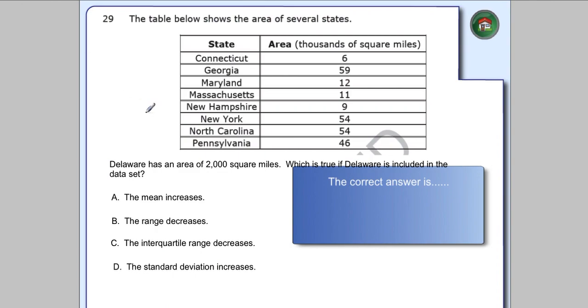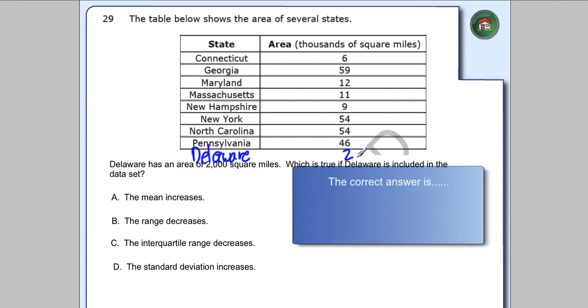All right, 29. Number 29, the table below shows the area of several states. So this is the area. Delaware has an area of 2,000 square miles. This is in thousands of square miles, so Delaware would be a 2. Which is true if Delaware is included in the data set?